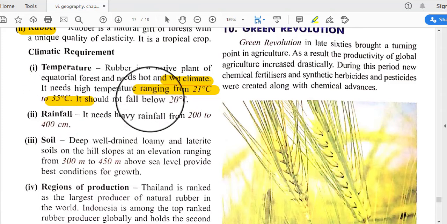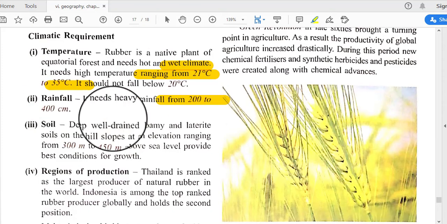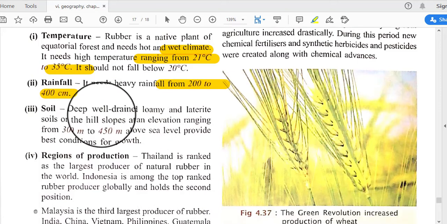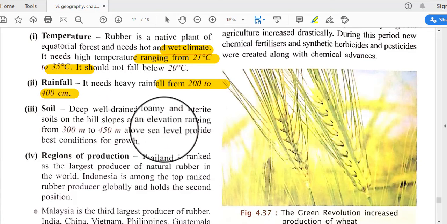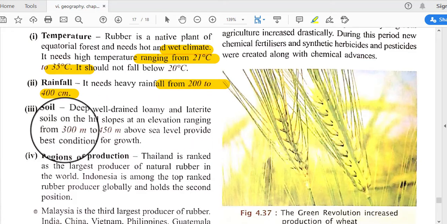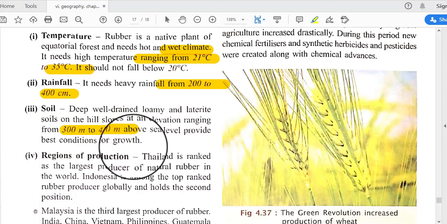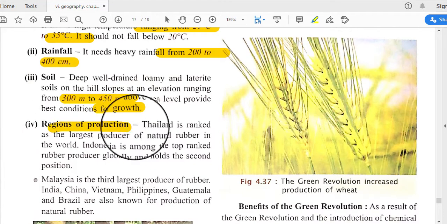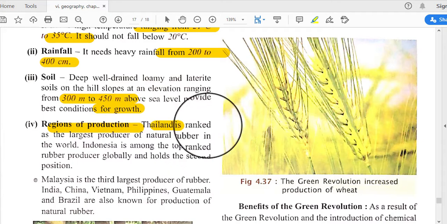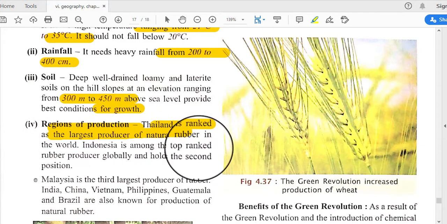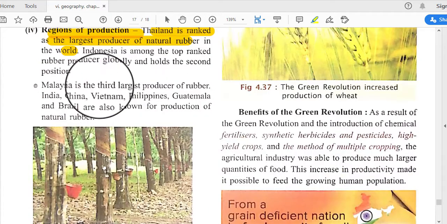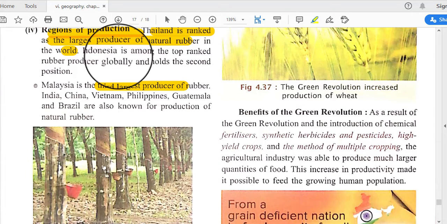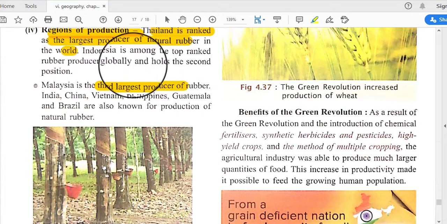So high temperature is needed, and rainfall, it needs heavy rainfall also, 200 to 400 centimeter. And soil: deep, well drained, loamy and laterite soil at the hill slope at an elevation ranging from 300 meter to 4500 meter above sea level, providing the best condition for growth. And regions of production: Thailand is ranked as the largest producer of natural rubber in the world. Besides this, Malaysia is the third largest producer, and Indonesia is among the top ranked rubber producers globally.